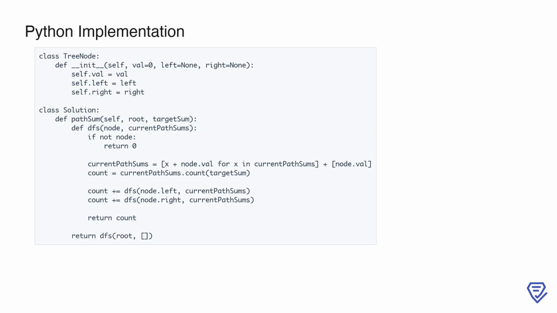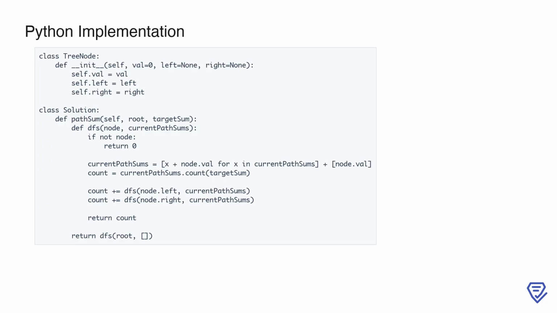Count matching paths: we count how many of the current path sums match the target sum using the count method. Recursive calls: we continue the DFS by recursively calling the dfs function for the left and right child nodes, passing the updated current_path_sums. Return total count.